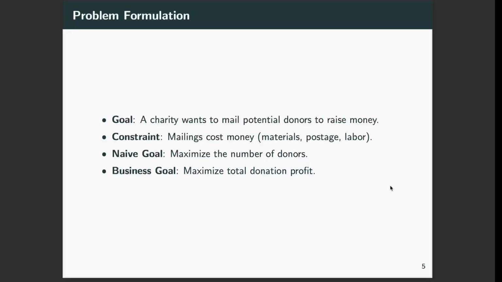Your job as an analytical engineer is to ensure that your model and your decision rule are aligned with the actual business objective, which is profit, not volume. This distinction between the naive goal and the business goal is subtle but absolutely crucial. It is exactly the kind of thing that separates a data scientist who adds real value from one who technically produces a model but ends up misleading the organization. Let us see how the expected value framework helps us get this right.